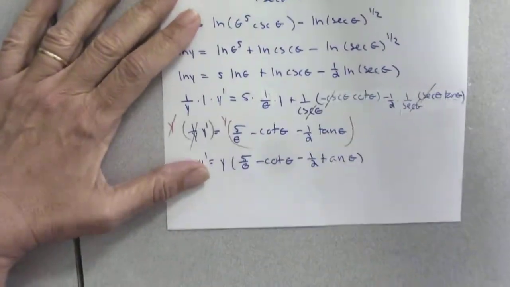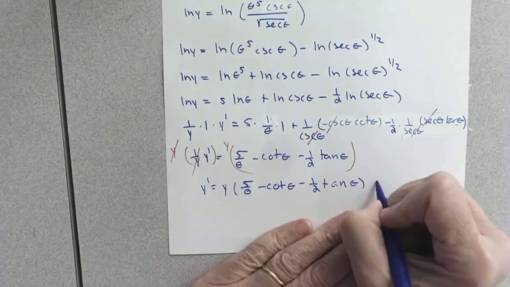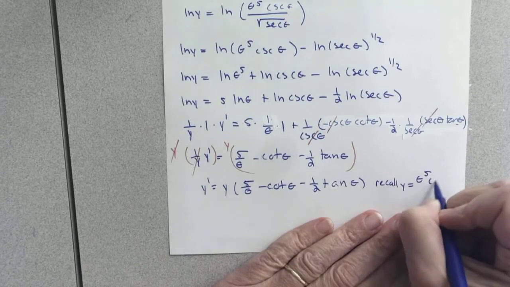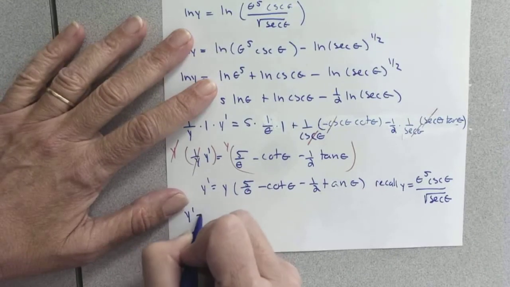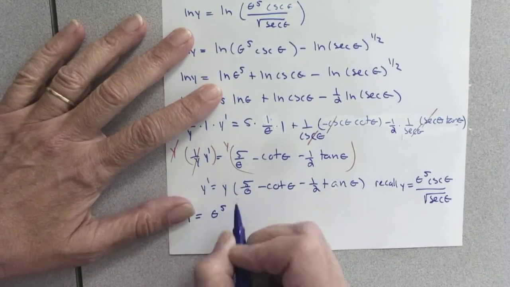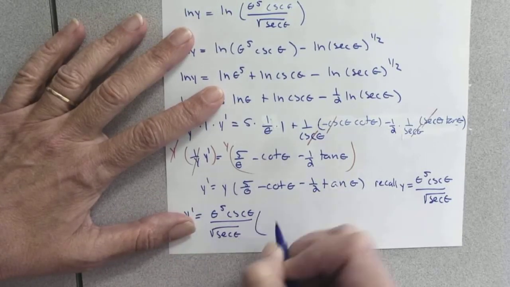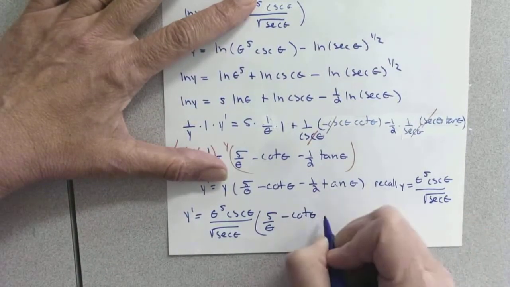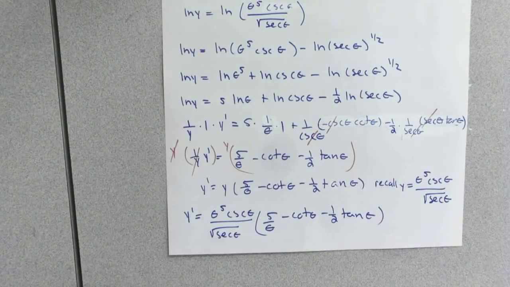And then lastly, replace y with what it was equal to. That just went off camera, but up there. So now I'll just put it down here. Recall that y was equal to theta to the 5th cosecant theta over the square root of secant theta. So just replace y with what it is equal to. So theta to the 5th cosecant theta over the square root of secant theta, and then all that other stuff: 5 over theta minus cotangent theta minus 1/2 tangent theta. And there's my derivative done with logarithmic differentiation.